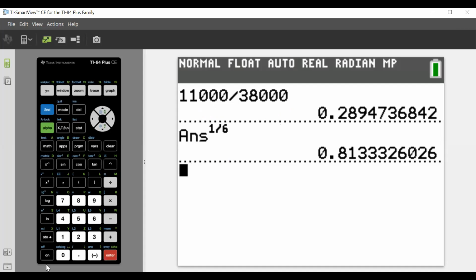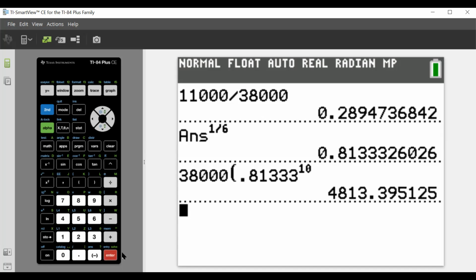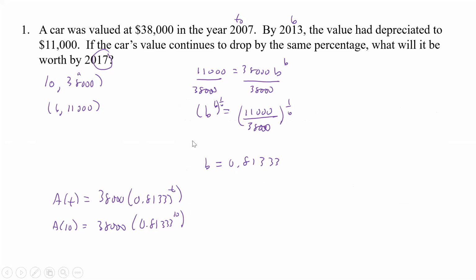And so now I have 38,000 times 0.81333 to the 10, and I get $4,813.40. So it's going to give me 4,813.40. Okay. And again, depending on how many decimal places you used here, you'll get different values for your decimal places here. All right.